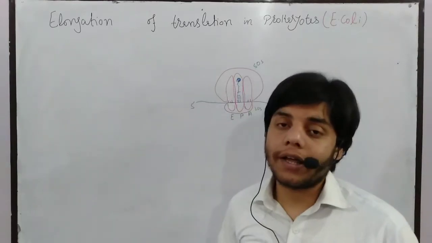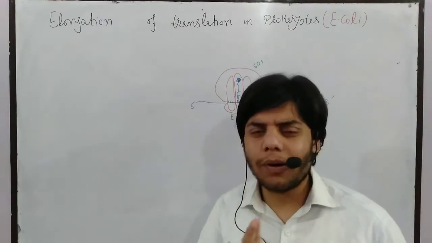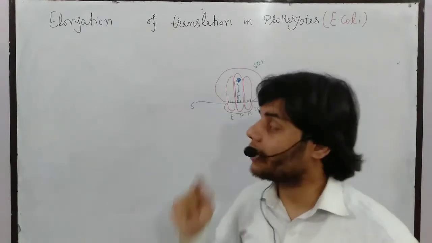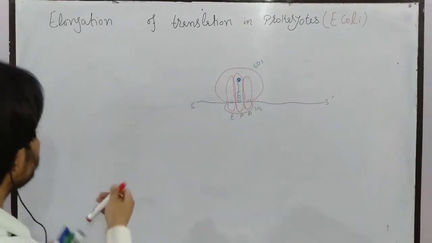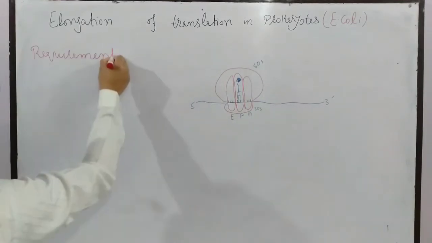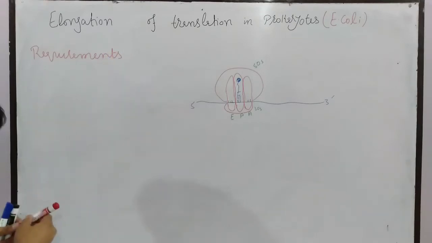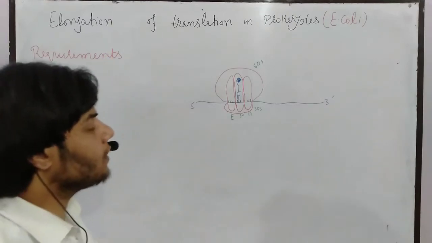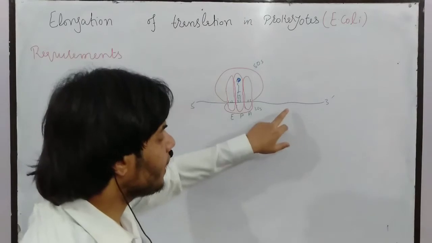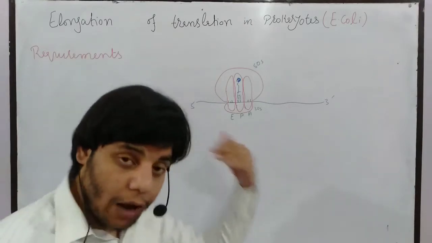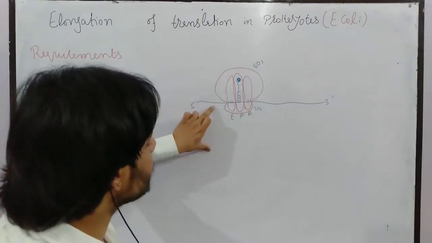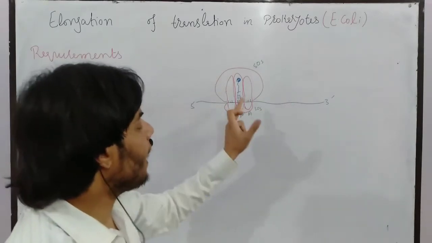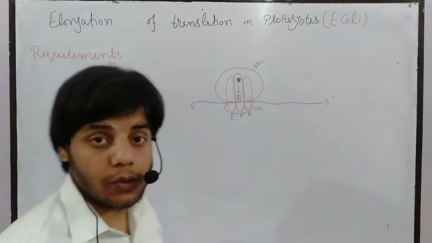Now what we require in elongation of translation, this is just a simple idea. Now let's talk about it in detail. First of all, let me talk about the requirements, that is, what we require in this case. So in this case, we require the 70S initiation complex, and along with the 70S complex, we require two subunits of the ribosomes. We require messenger RNA and transfer RNA.